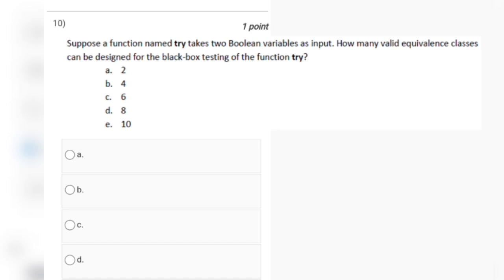Okay, so the correct answer for question number 10 will be option B, that is 4. Okay, so students, we have solved all the questions. Let's submit it.